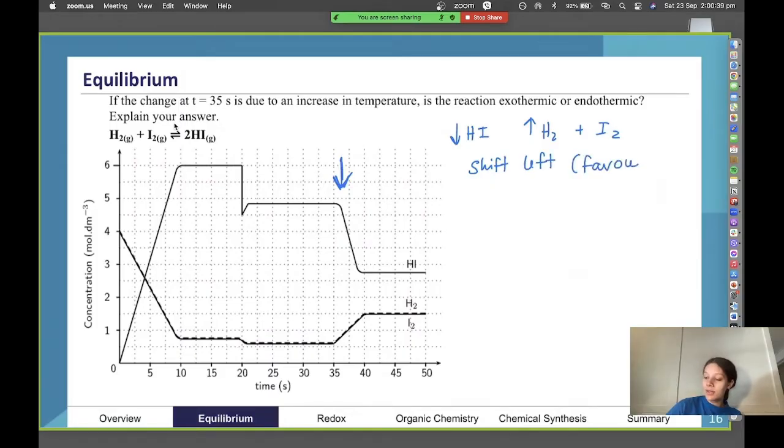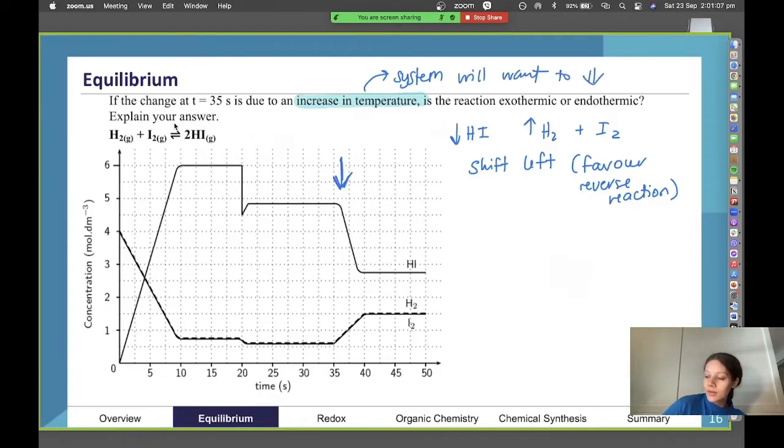Which is favoring our reverse reaction. Okay, so if we favored our reverse reaction, and what's happened is an increase in temperature, so the system will want to bring it back down. So decrease temp.